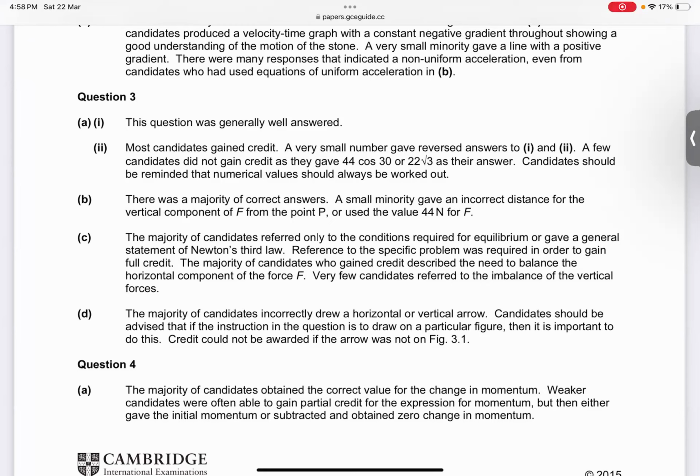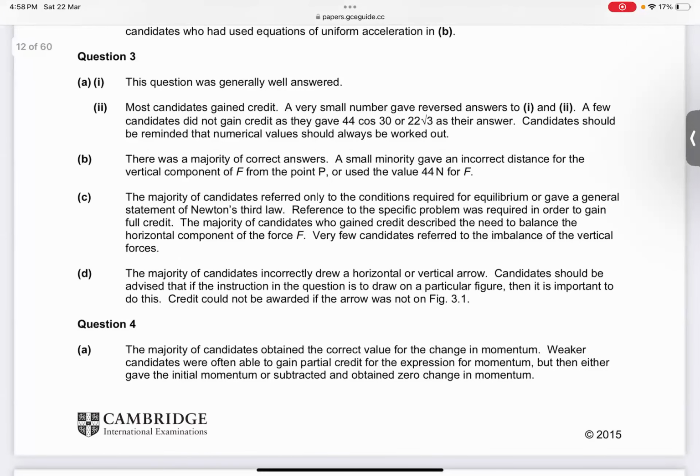The majority of the candidates will gain credit describing the need to balance the horizontal component of F. Very few candidates refer to the imbalanced vertical forces, okay? And the last part: the majority of the candidates incorrectly drew the horizontal or vertical arrow. Candidates should be advised that if the instruction in the question is to draw on a particular figure, then it is important to do this. Okay, credit could not be awarded if the arrow was not on the figure 3.1.